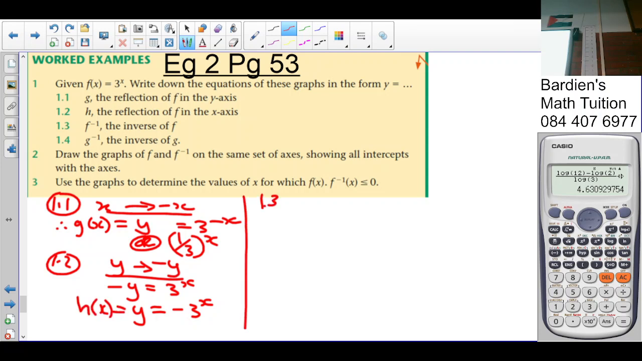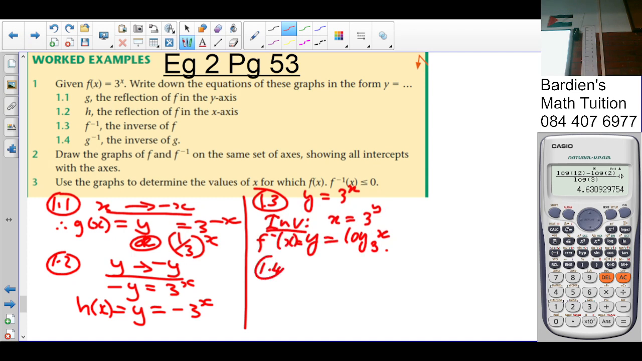1.3. The inverse function of f. What do you do for the inverse function? We first rewrite f of x as a y. For the inverse function, we interchange x and y. So x is equal to 3 to the y. Make y the subject of the formula. So y is equal to log x, base 3. And that is your inverse function.